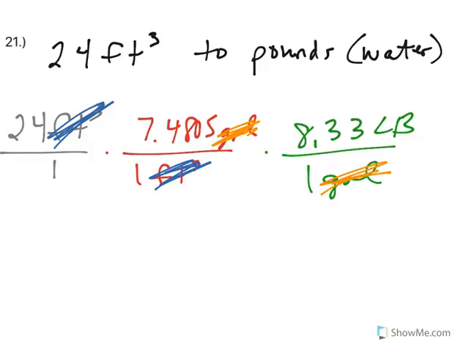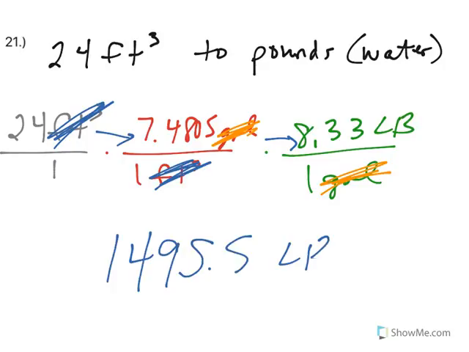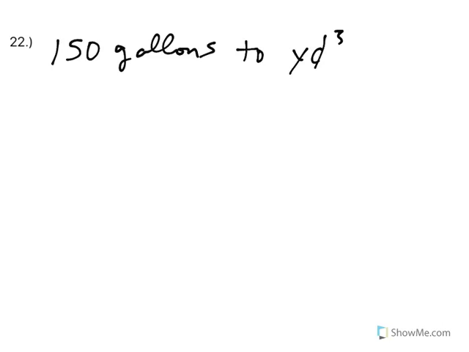So if I can change cubic feet to gallons and then gallons to pounds of water, when I multiply straight across because everything's in the numerator, I end up with 1,495.5 pounds of water, H2O.